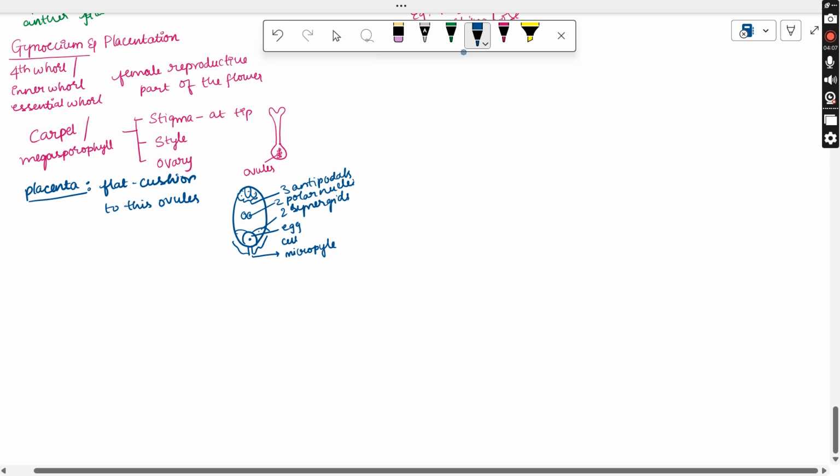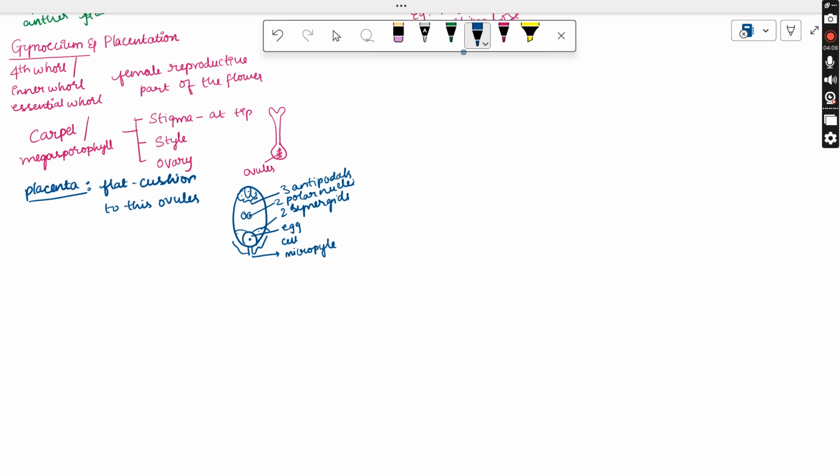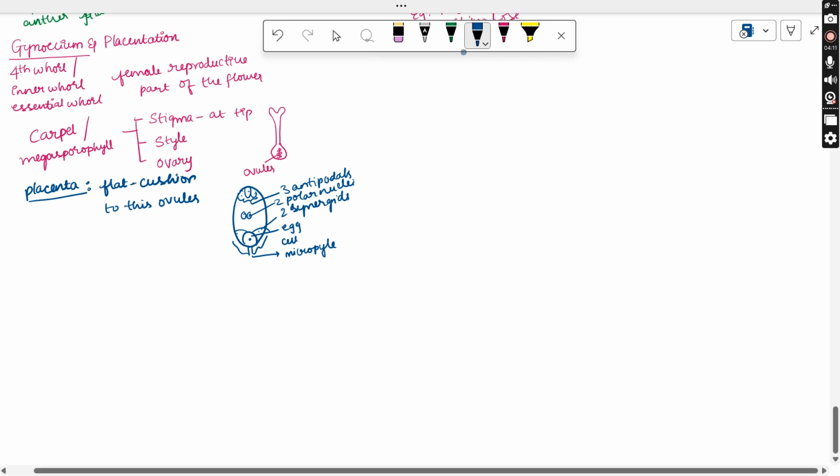That opening we call the micropyle. Now, how is this whole ovule structure actually attached in the ovary? It is attached to a structure that we call the placenta. Usually it has layers called the integuments. These integuments are connected to a stalk-type structure, that is the funiculus. This funiculus is attached to the base. This base is a swollen, flat, cushion-like structure. We call it the placenta.